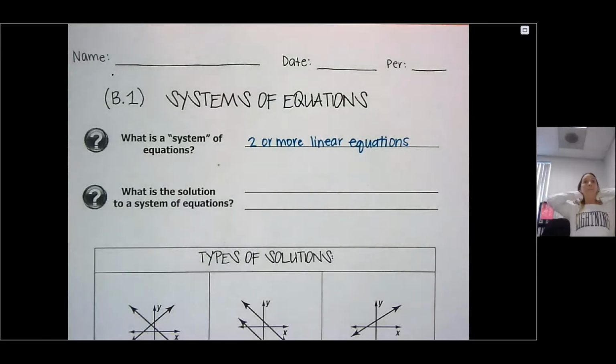Same class project is basically a system of equations. It was a system of equations. Yes, it was, because it was more than two groupings of linear equations.